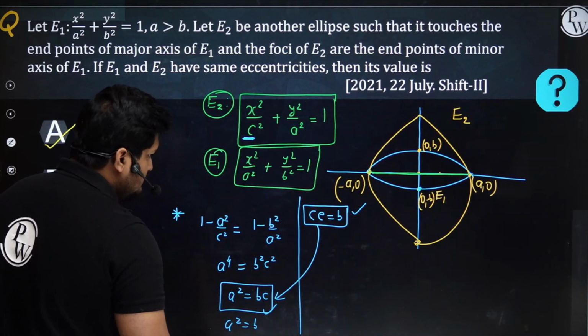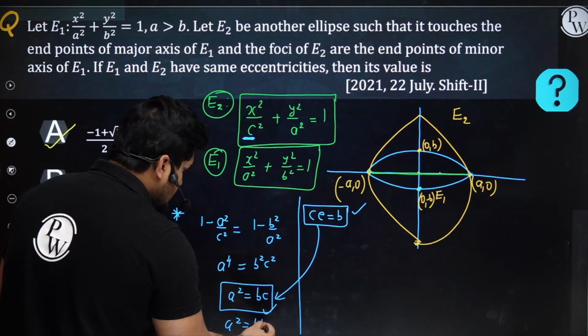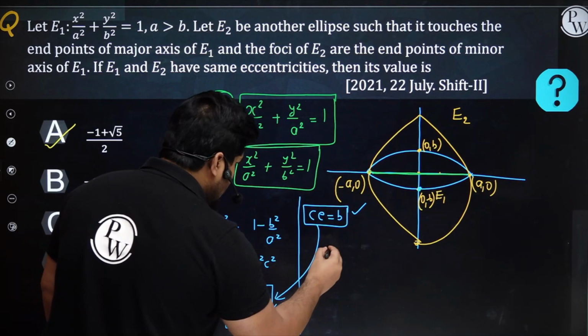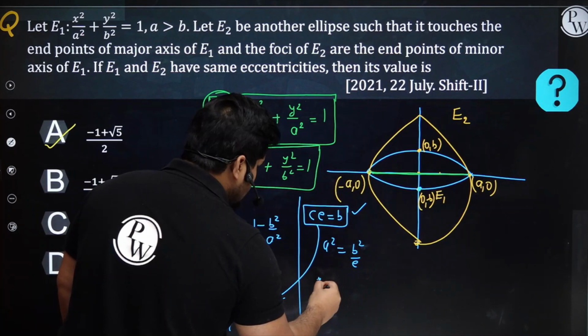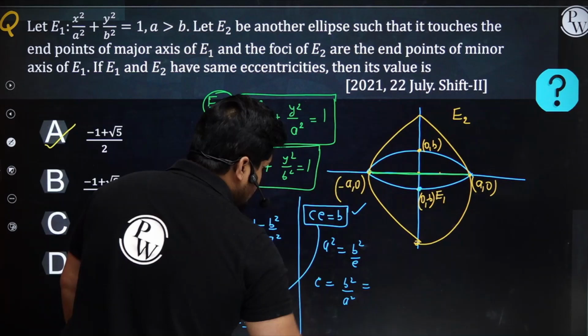Or you can say that this C is B upon E. This will be upon E. So what do we have from here? We have A square is equal to B square upon E. So E is equal to B square upon A square. Now what is that? That is 1 minus E square.